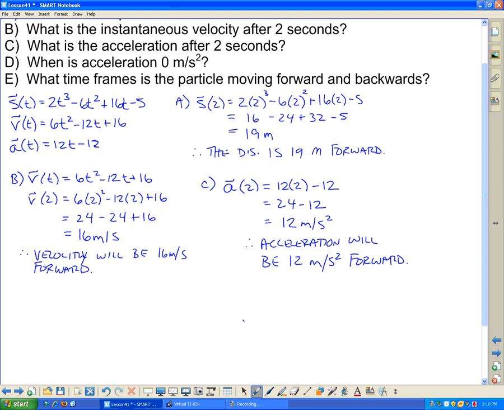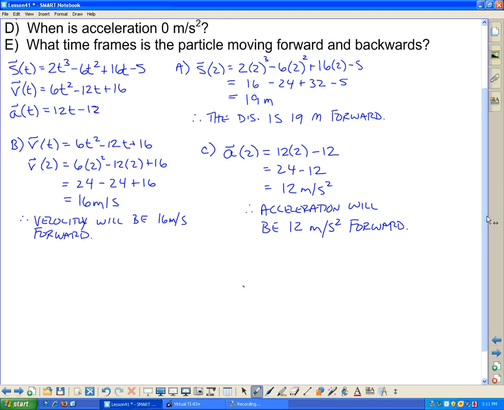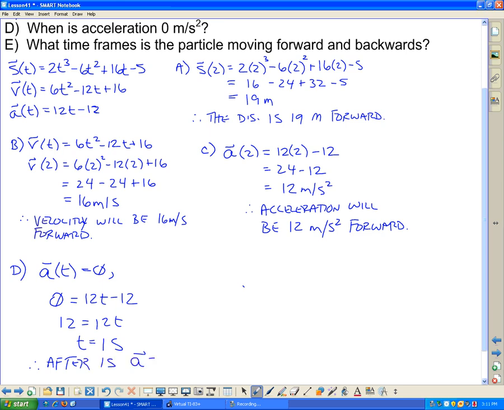D part. When is acceleration 0 meters per second squared? We're going to let a(t) equal 0, so 0 will equal the acceleration equation. We're just solving for time. So we get 12 equals 12t, or t equals 1 second. Therefore, after 1 second, acceleration is equal to 0 meters per second squared, just to make sure it's all clean.